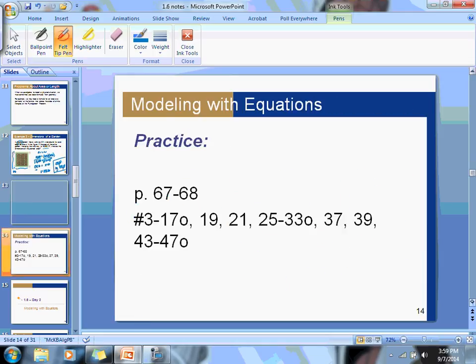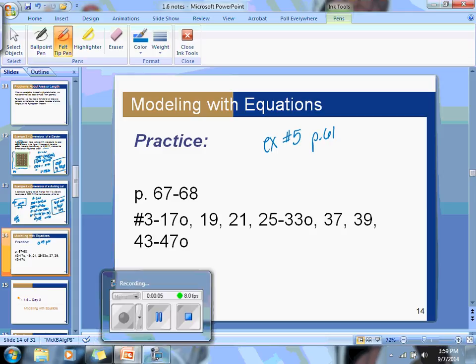Now, in class, we are going to take a look at example number 5 in your textbook on page 61. So, if you have some time, look over that. Look at the example that's all worked out in the book. Read through that, make sure you understand it, because you're probably going to see some examples like that in the homework as well. If you have any questions, stop on in before school and see me.